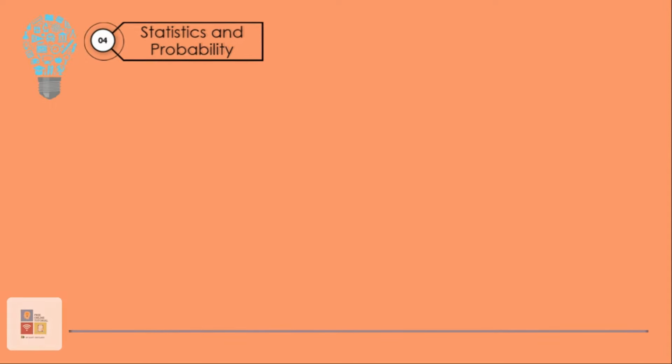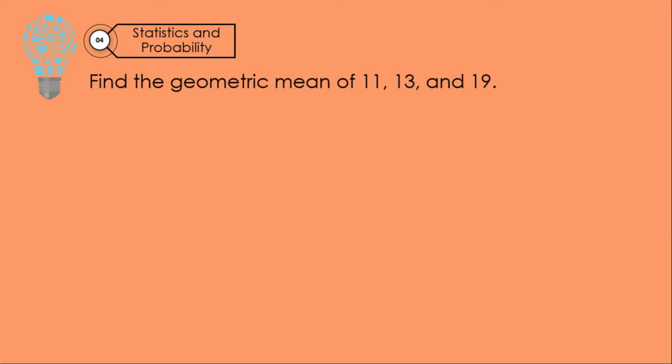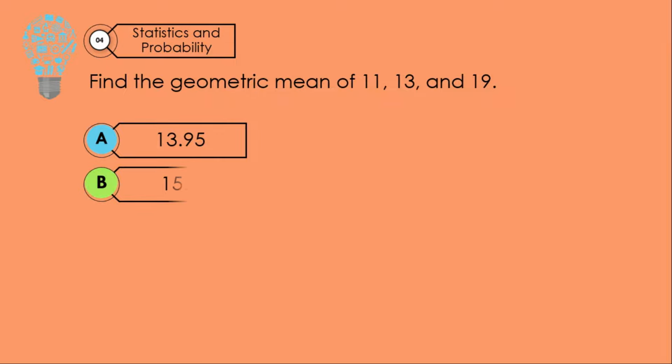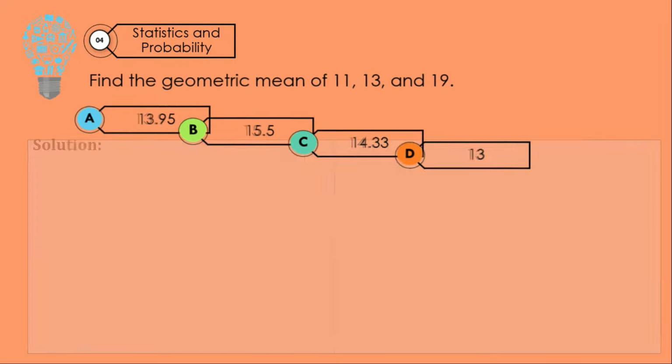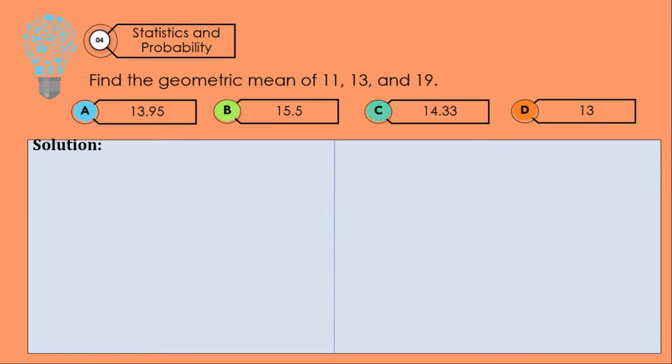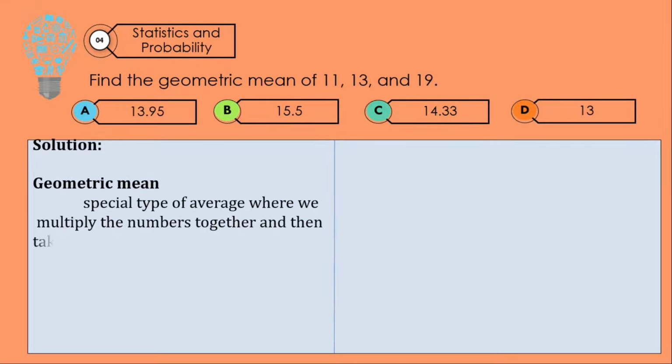Find the geometric mean of 11, 13, and 19. A. 13.95, B. 15.5, C. 14.33, D. 13. First, let's define geometric mean. It is a special type of average where we multiply the numbers together and then take the nth root.